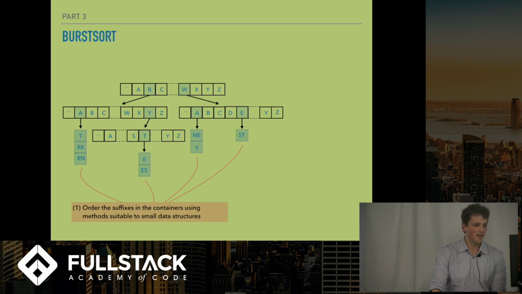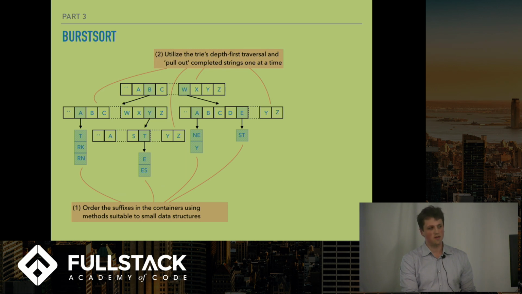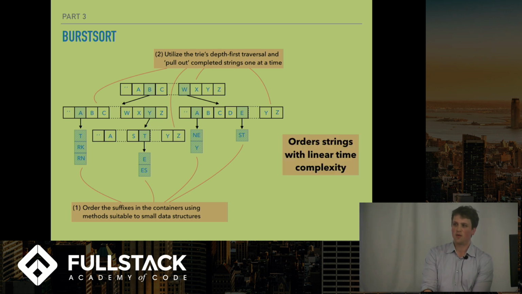Great. All right. Then what the Burstsort does is it begins by sorting the arrays on the bottom. Since the arrays in this case are going to be small, relatively speaking, we can use some simple algorithms like quicksort or insertion sort to very effectively sort those array structures. Then, once those are in order, we use an in-order traversal and just move across the top trie, pulling out strings as we go. The amazing thing is that ordering strings using this data structure yields a linear time complexity, which is really darn fast when you think about it.